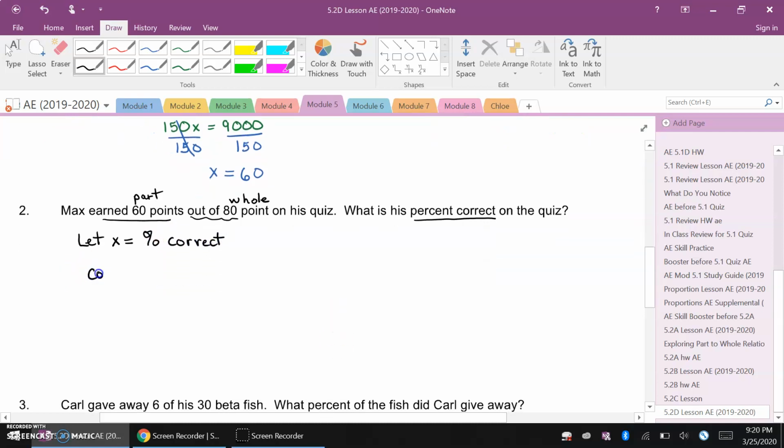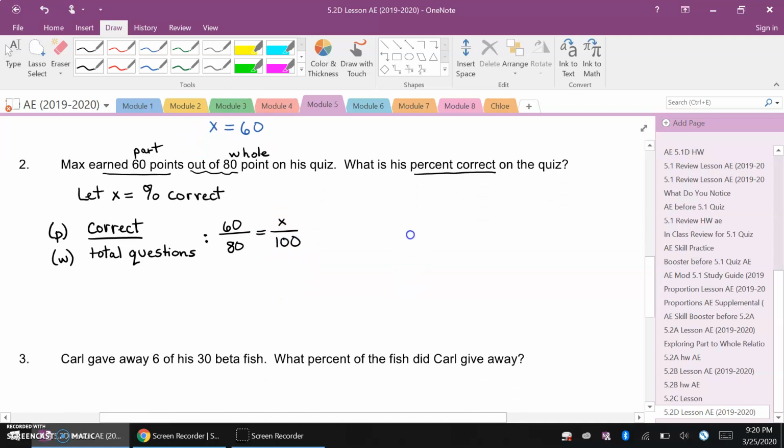So for our word ratio, we will have correct over total questions. So it's important that we're not putting correct to incorrect because that's not the information we're being given. We want to know what percent of the correct questions he has. So we've got a part to whole. So all of these are going to be set up as a part to whole. We have the 60 points on top since that was our part, and the whole is our 80. And then again, we're looking for a percent out of 100.